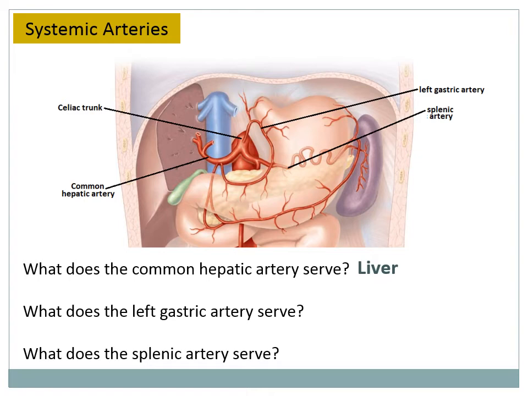How about the left gastric? And that's going to serve the stomach. So think of gastric acid, that's your stomach acid. And what about the splenic artery? Don't think too hard. Your splenic artery is going to serve the spleen. Okay, so those are what these arteries are giving blood to.